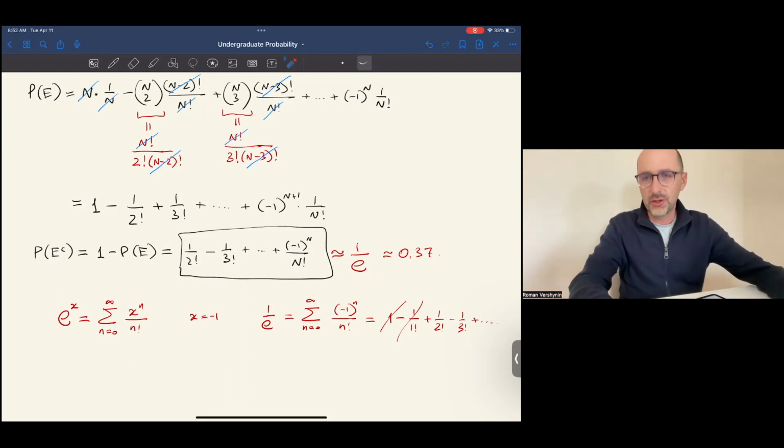We solved a non-trivial probability problem, a famous one, the probability of a derangement.